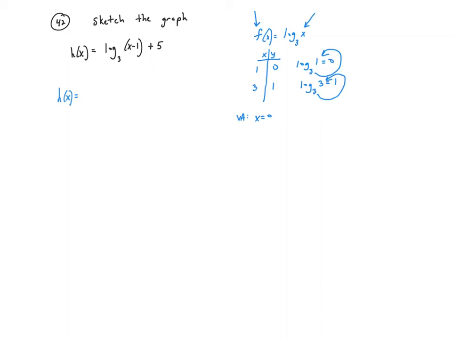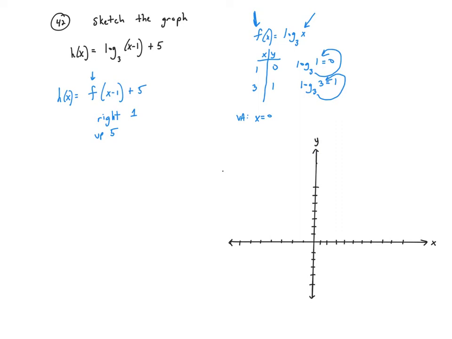Next, write h in terms of f. h of x equals f of x minus 1 plus 5. That's why it's important for us to name our parent function with an f. That way this f right here will actually mean something. Next, state the shift rules. In order to graph h of x, we need to take our parent function and move right 1, up 5.